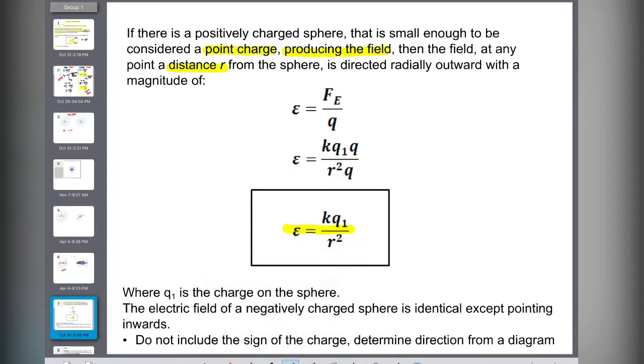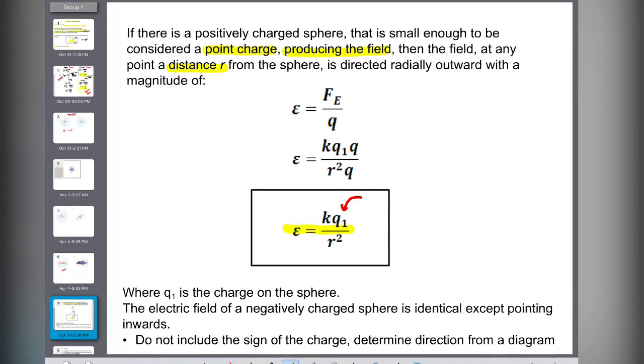An electric field of a negatively charged sphere is identical except pointing inwards. So they're basically saying how strong the field is, is the same whether plus or minus. It all depends on the magnitude of the charge. The magnitude matters, but being positive or negative will not make it stronger or weaker. It just points in a different direction.